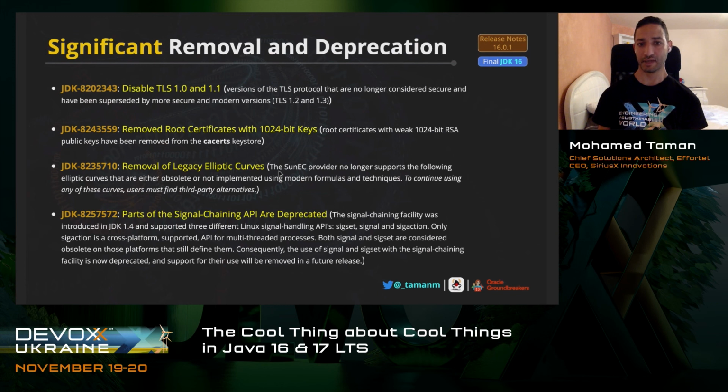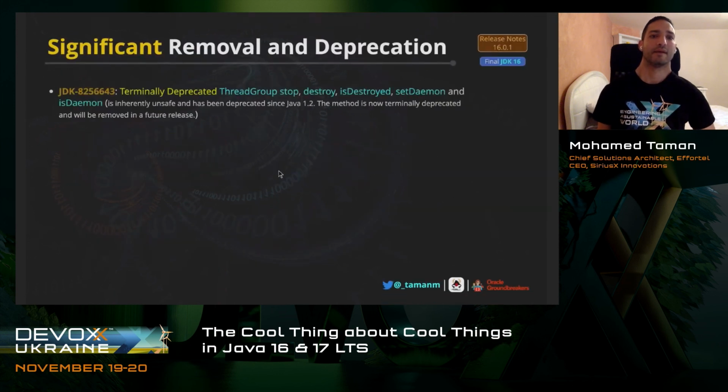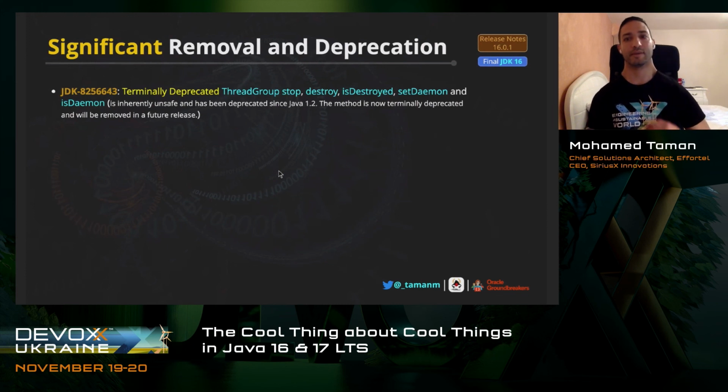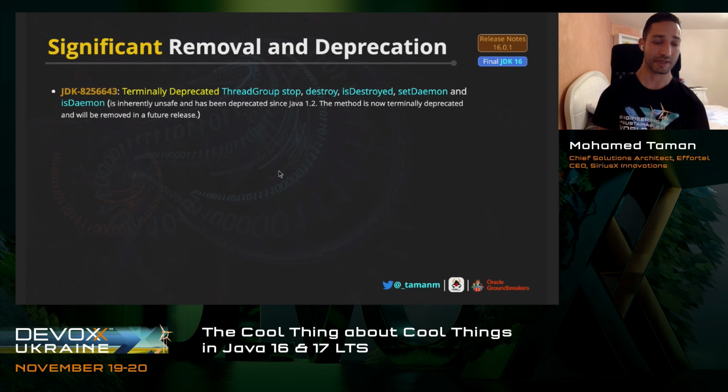Alternative. Part of the signal chaining API is deprecated, because it's already deprecated and not used anymore inside Linux. It was introduced in JDK 1.4, so there is no more need for supporting and providing it inside the API. So we are also coping with changes in operating systems, communication and security. And also we have terminally deprecated the ThreadGroup stop, destroy, isDestroyed, setDaemon, and isDaemon methods, because they were deprecated since Java 1.2. But now they are terminally deprecated and will be removed in future releases.